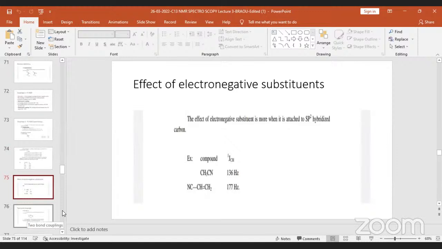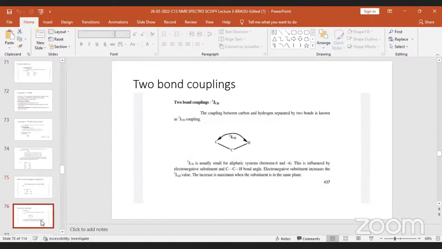And this is about J1CH couplings, when the coupling between carbon and hydrogen separated by one bond, and that is simply given by 500 rho. Next, 2 bond couplings. 2 bond couplings means here carbon and hydrogen are separated by 2 bonds, 1 and 2.